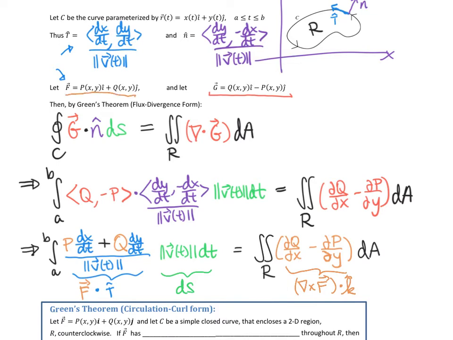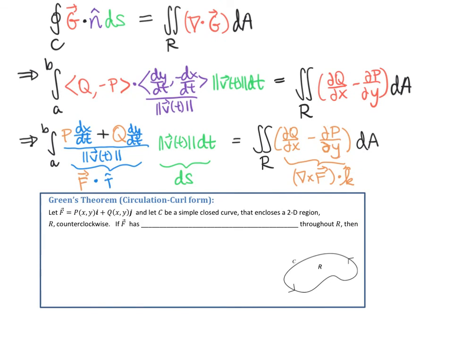And so this is actually giving us a new form of Green's theorem. Because we proved this up here for any vector field G of this form, we get to this conclusion that for any vector field f, this following relationship holds, and then this can be generalized.